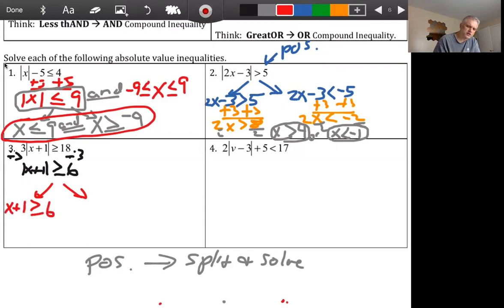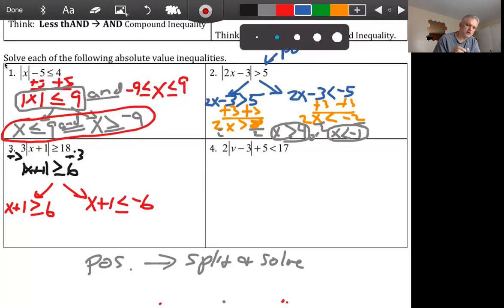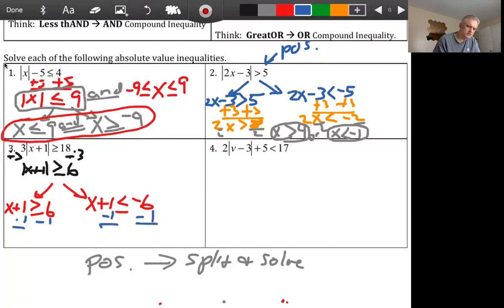Can also say, again, drop the sticks. X plus 1 is less than or equal to -6. Okay, so we change the symbol's direction and we change the sign of the number on the right. Let's solve. I'm going to go -1, -1, -1, -1. Okay, so you got x is greater than or equal to 6. X is less than or equal to -7.